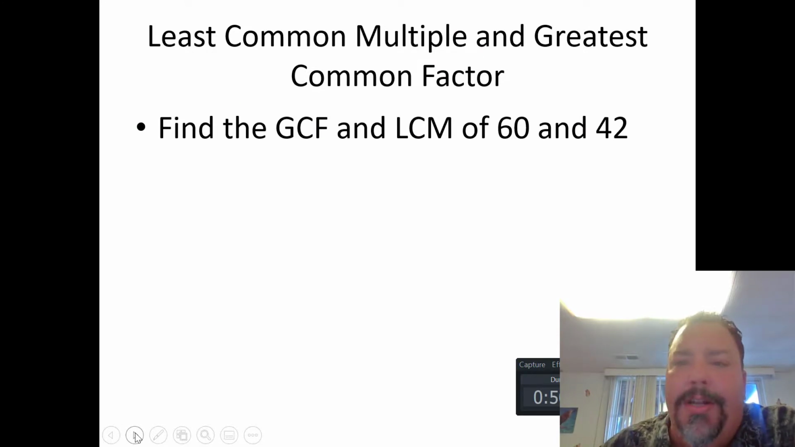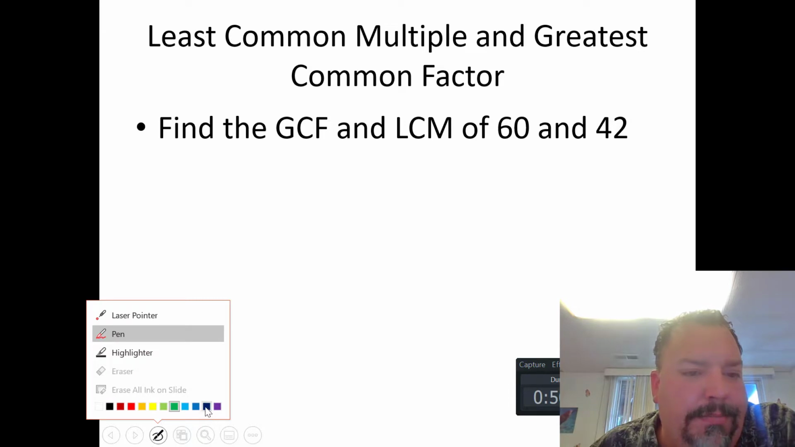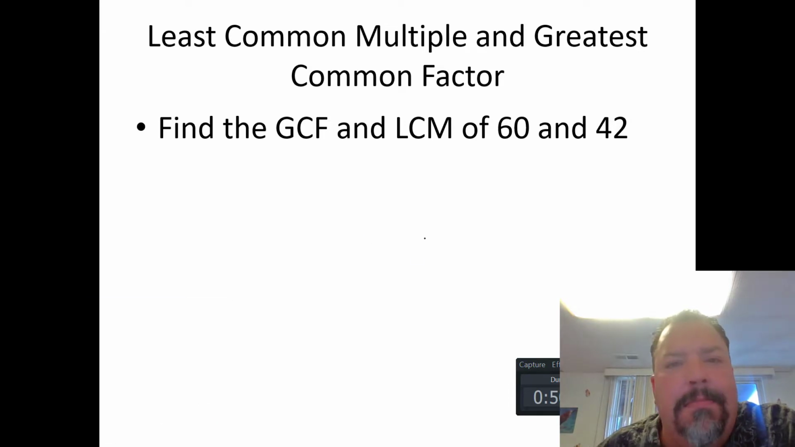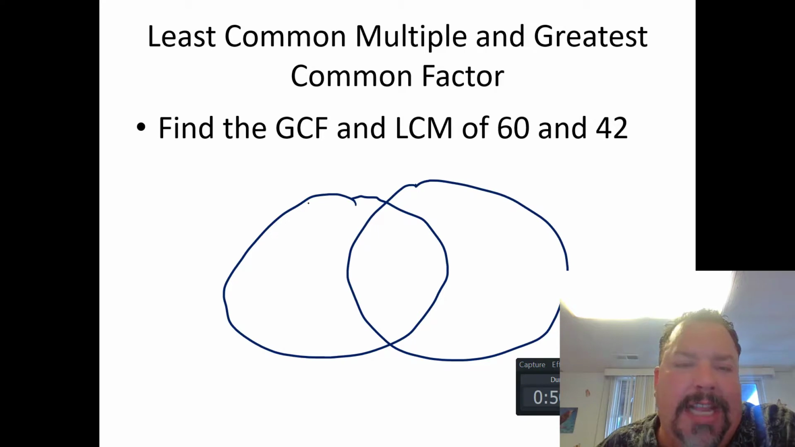Now I'm going to show you a new way of doing it, and this is going to allow you to find it for bigger numbers, so you don't have to make these lists. And it's going to find both of them at the same time. To do this, we're going to draw a Venn diagram. A Venn diagram is just two circles that intersect each other. The middle part represents what they have in common, and then we have two sections, one on the left and one on the right.